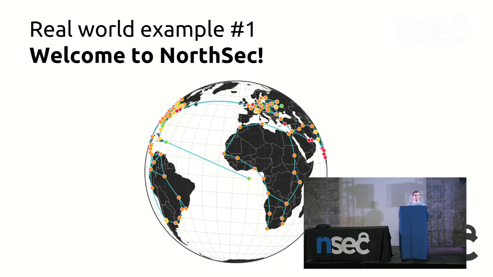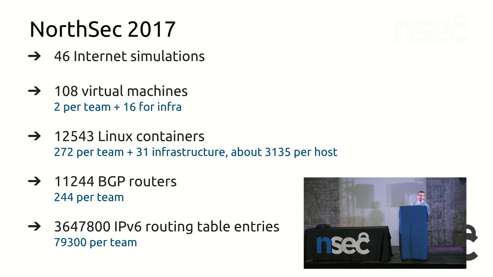We run a lot of containers. So we effectively simulate a full internet for every single one of the teams. We're going to have 50 this year. The numbers I've got here are from last year. That means running 250 or so BGP routers per team. Yeah, we were running a total of 272 containers per team, 12,500 and something containers total, running on four physical systems. We were running millions of routes, very complex network using BGP all over the place.